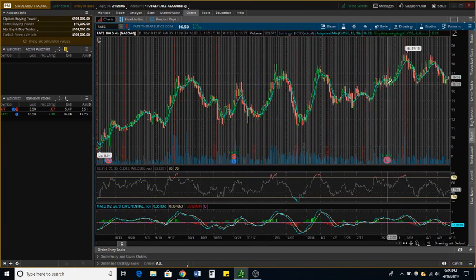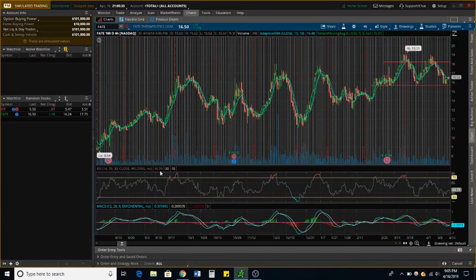I guess over here, I would draw the support. Excuse me, hold up. Yeah, I'll draw the support about there, where it bounces, and the resistance is around here. So that's nice. Maybe a little bit above, at about 1830. That's nice.